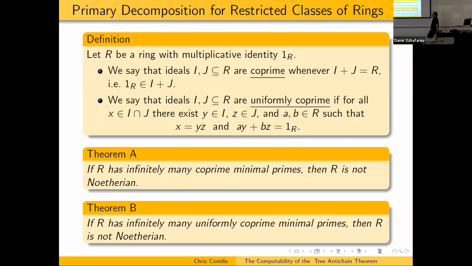Theorem A says if R has infinitely many co-prime minimal prime ideals, so not only do you need infinitely many minimal primes in a ring, but they each have to be co-prime with each other, then R is not Noetherian. And theorem B says if R has infinitely many uniformly co-prime minimal prime ideals, then R is not Noetherian. So these are weakenings of the primary decomposition lemma, where we have the additional assumption that the infinitely many minimal primes are co-prime or uniformly co-prime.